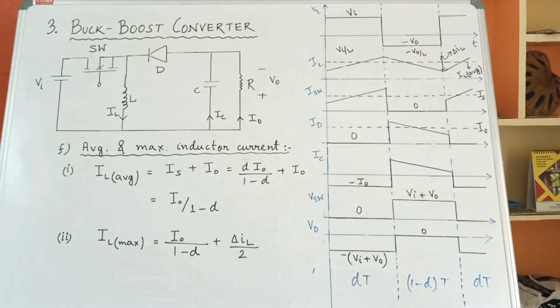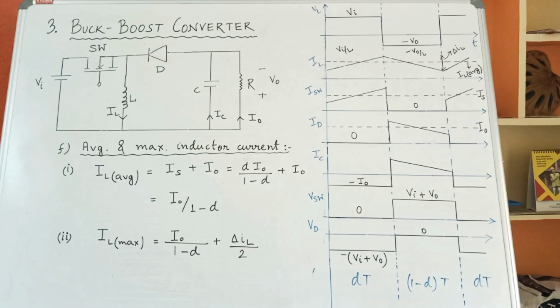Next, the average and maximum value of inductor current. The average value of inductor current was calculated out to be Is plus I naught, and if you substitute the value of Is as d I naught by 1 minus d, which we had already derived, you will get IL average as I naught by 1 minus d, and IL max is IL average plus del IL by 2, so it comes out to be I naught by 1 minus d plus del IL by 2.